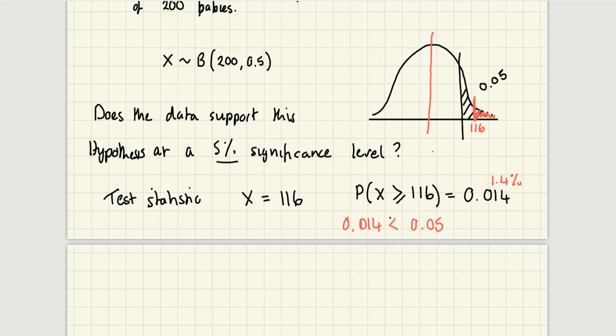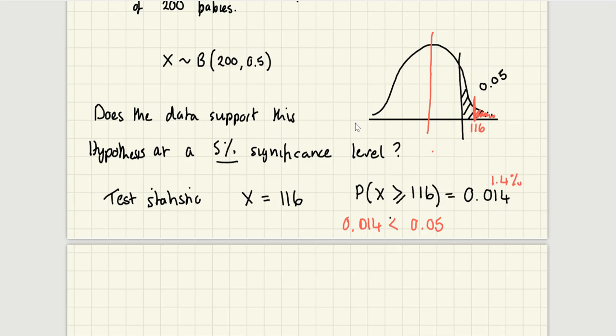Now, if we go in with the view that the probability is 50-50, then if 116 was quite likely in a 50-50, our probability would have been quite high. But because we've got a probability that's really low, it's only 1.4%, and it's in that critical region, we're basically saying she's right. 116 is not very likely.